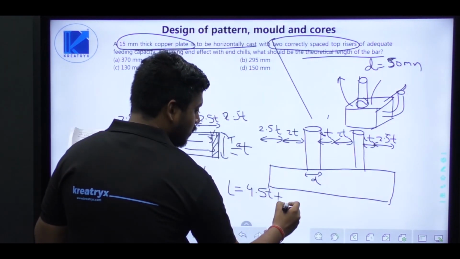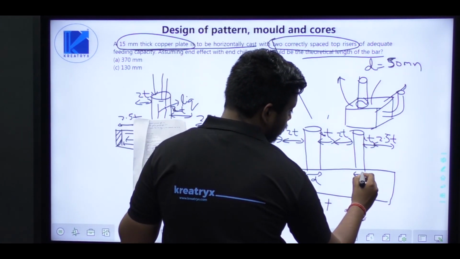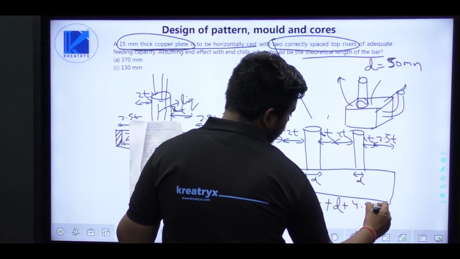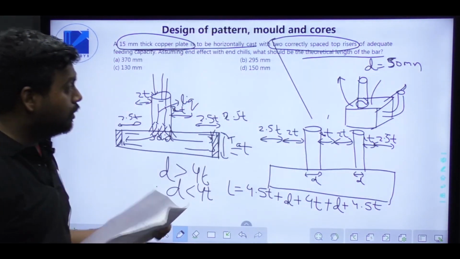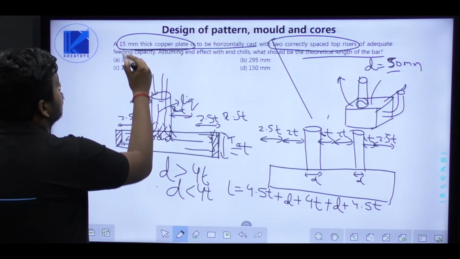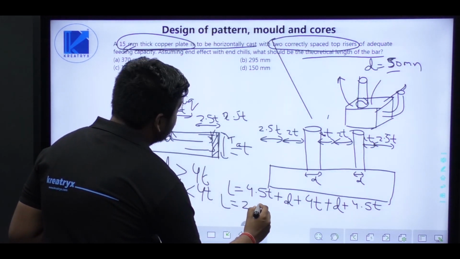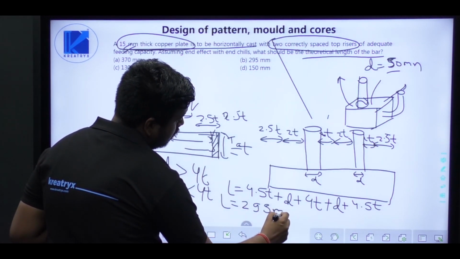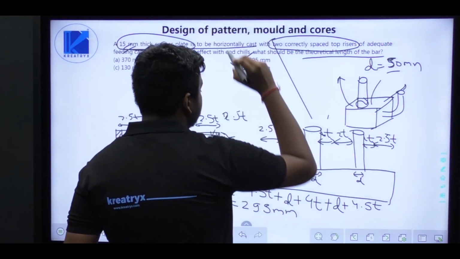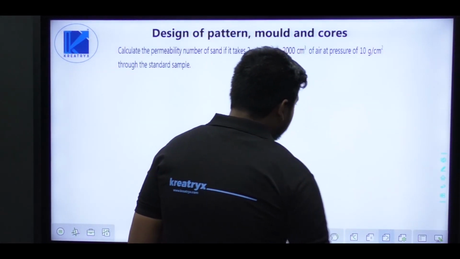So now 4.5T plus D plus 4T, again it is D. So D plus 4.5T. If you put the value of diameter as 50 mm and T, that is thickness, as 15 mm, you will get the value of length as 295 mm. So the right answer to this question is option B. Now friends, moving to the next question.